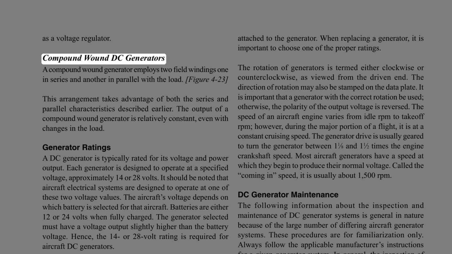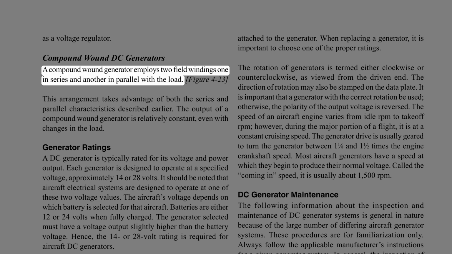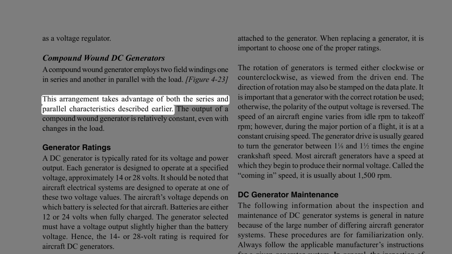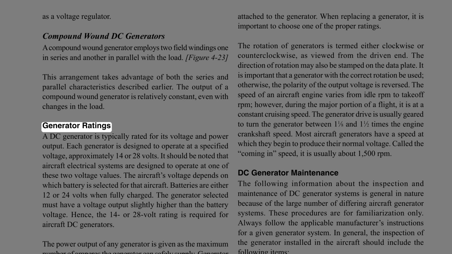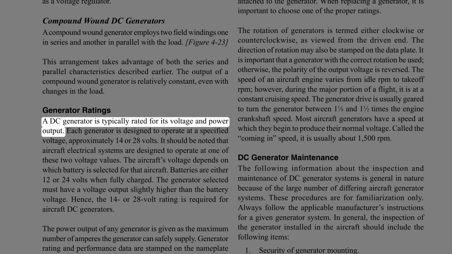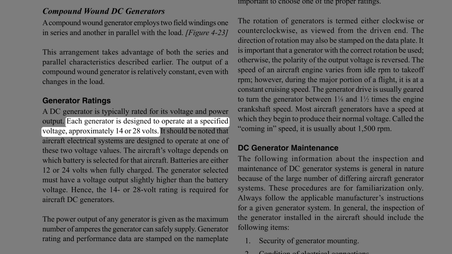Compound wound DC generators. A compound wound generator employs 2 field windings, one in series and another in parallel with the load. This arrangement takes advantage of both the series and parallel characteristics described earlier. The output of a compound wound generator is relatively constant, even with changes in the load. Generator ratings. A DC generator is typically rated for its voltage and power output. Each generator is designed to operate at a specified voltage, approximately 14 or 28 volts.